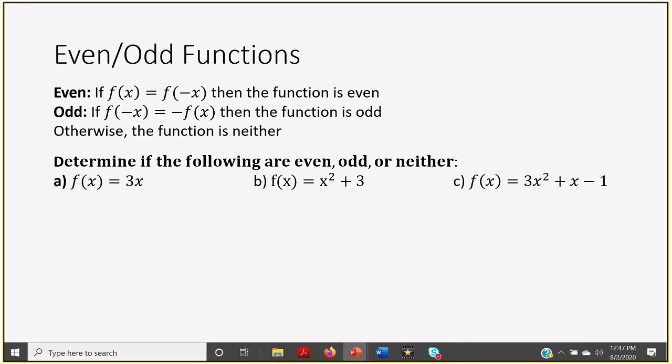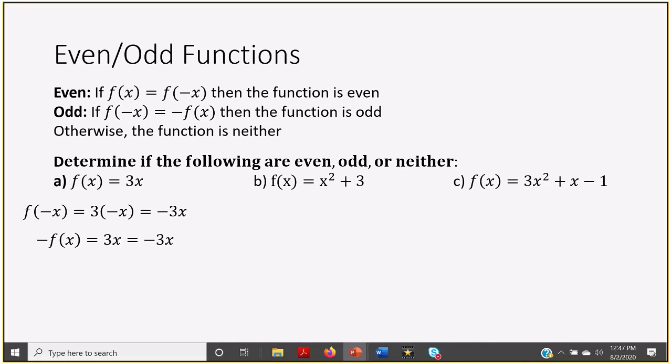Starting with the left one, I plug in negative x into my function. And then I simplify, I get negative 3x. I look back at my original function. Those do not match. So I know that it is not even. So now I continue. My next step in my process is to find negative f of x, which, as I mentioned, is I just multiply it by negative 1. So I take my 3x, multiply it by negative 1, I get negative 3x, and oh, those actually do match. The f of negative x and the negative f of x match, so it is odd.